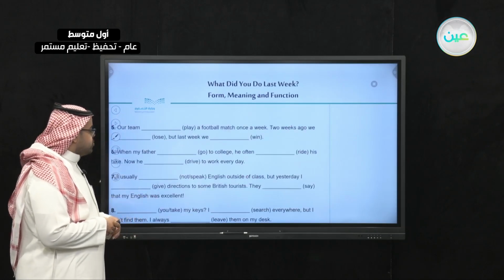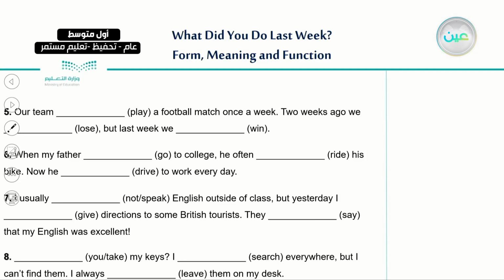Now, let's continue the other part of this question. Number 5, our team plays a football match once a week. Here, once a week is also to talk about something that frequently happens. Two weeks ago in the past we lost, but last week also in the past we won. Number 6, when my father went to college, he often rode his bike. When also indicates the past.